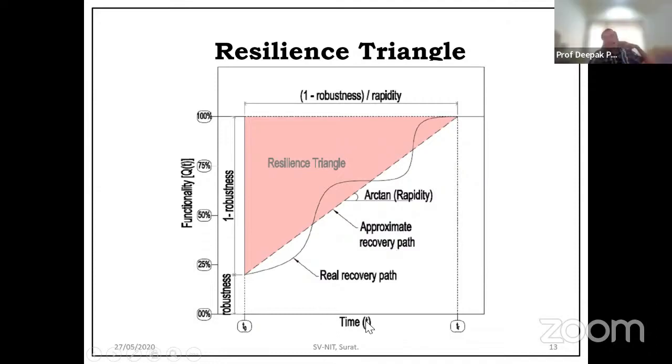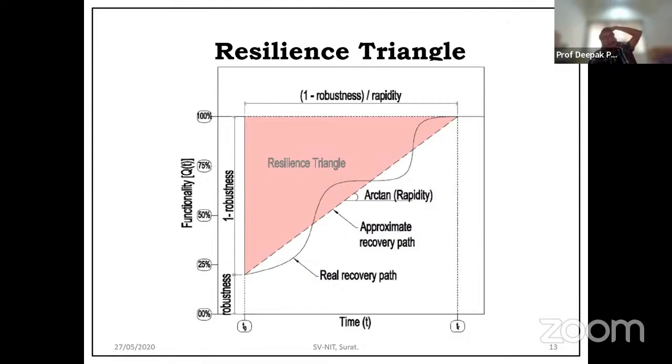But here, the risk factor is time. How much time it takes, you can focus on this x-axis. It may reach here, or in this time, or in this time. So the time should be less, and you can achieve that through rapidity. So this is the approximate recovery path. Generally, I have assumed here it is linear, but it is non-linear. When you say 1 minus robustness and rapidity, that area will be reduced. So this, what you can see in color, is called the resilience triangle.